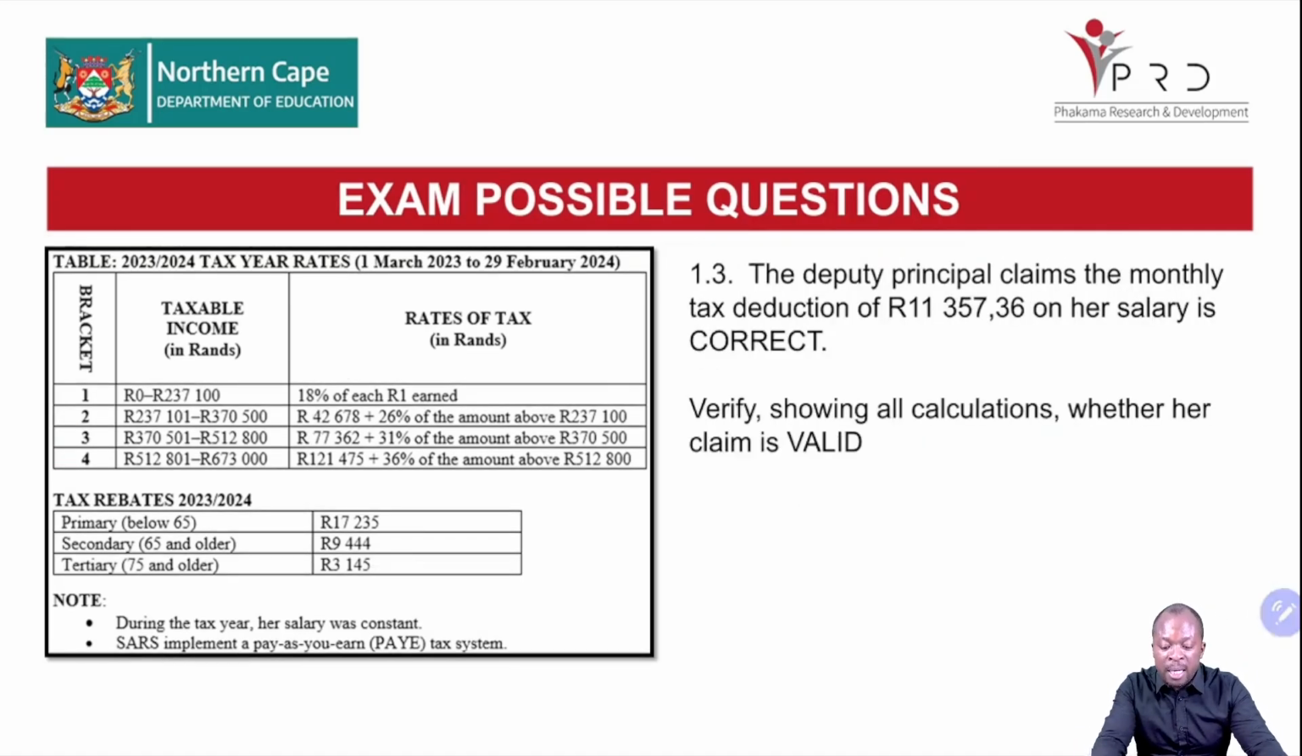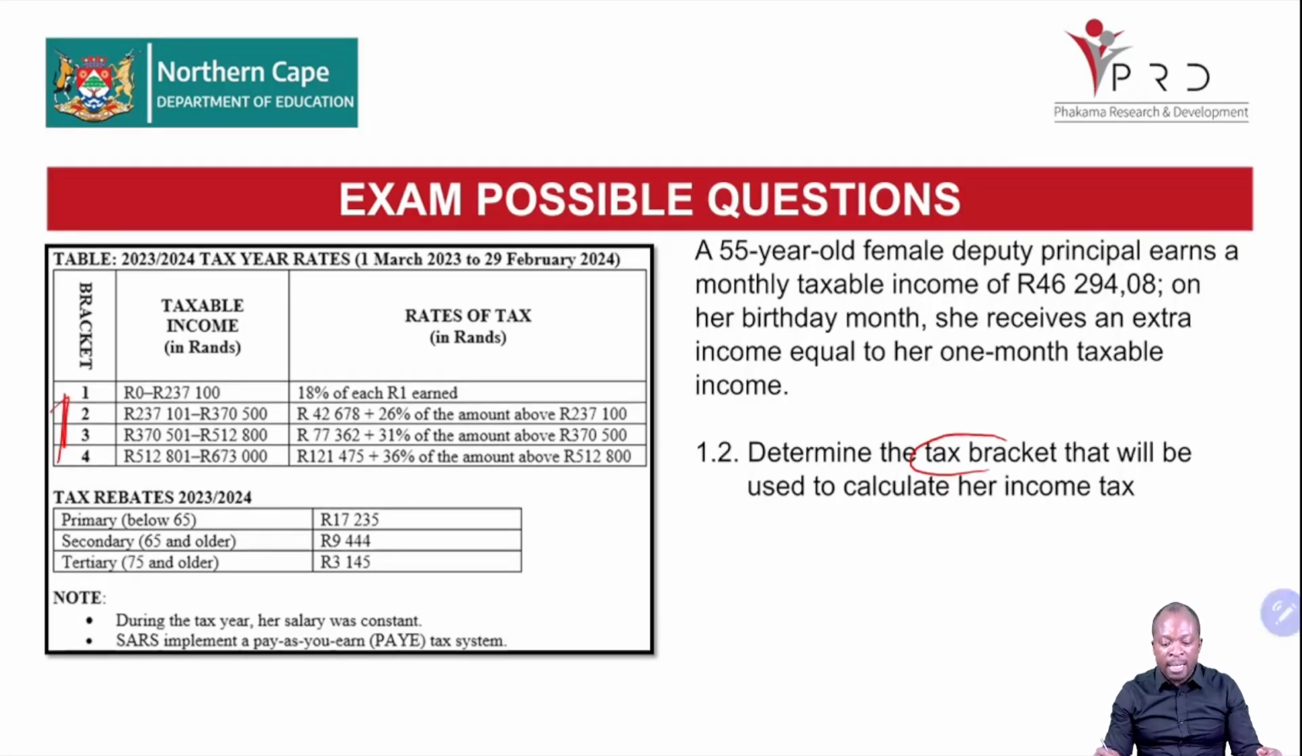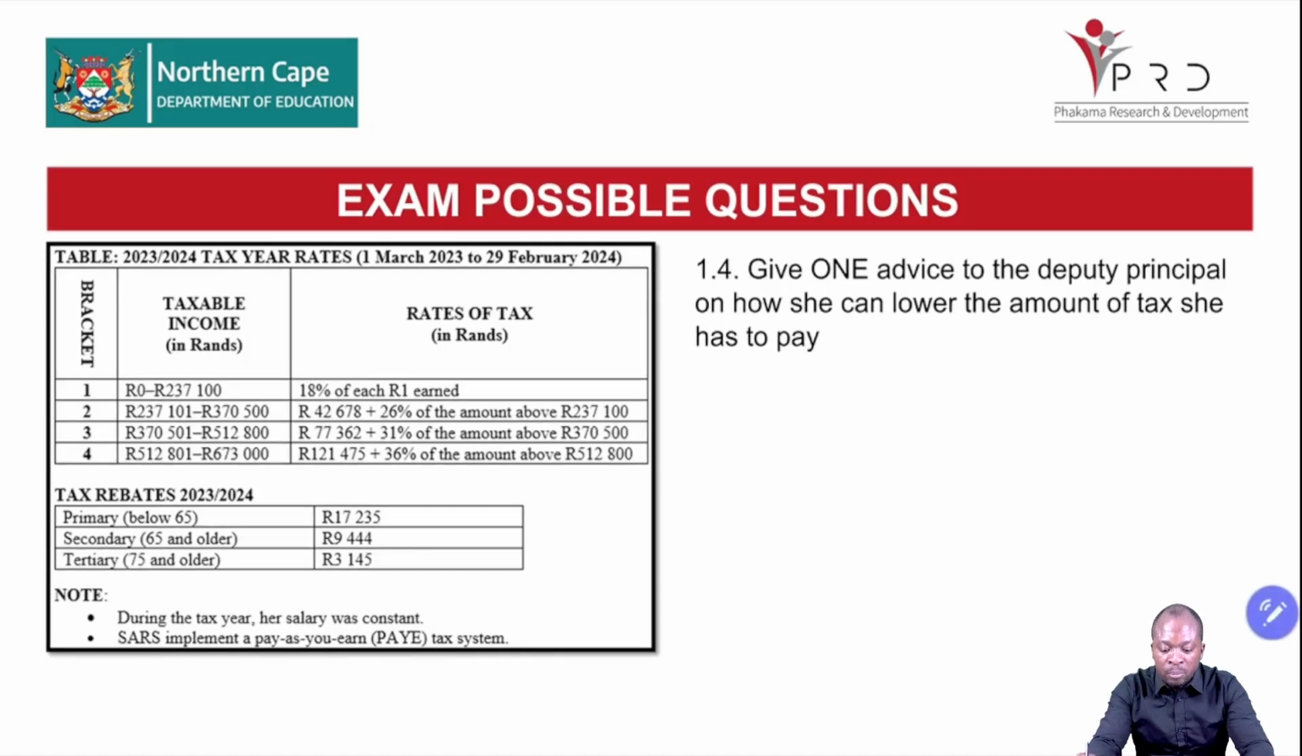Then 1.3, verify with the following correction. It says the deputy principal claims the monthly tax deduction of 11,357.36 on her salary is correct. Verify, showing all calculations. So we are going to look for the annual taxable income, look for the tax bracket, we substitute, subtract the rebate according to the age until we get to the end. So let us see then.